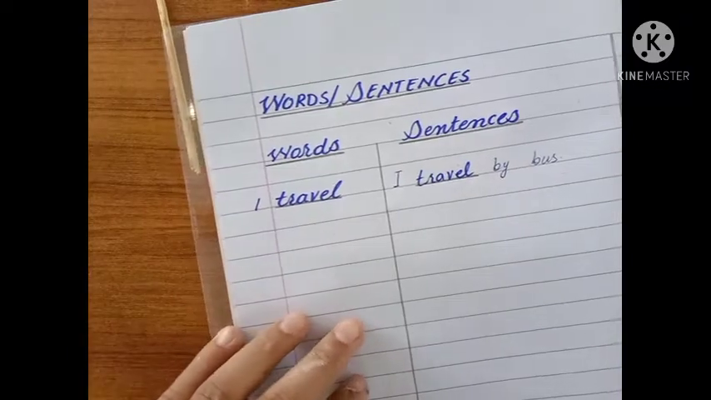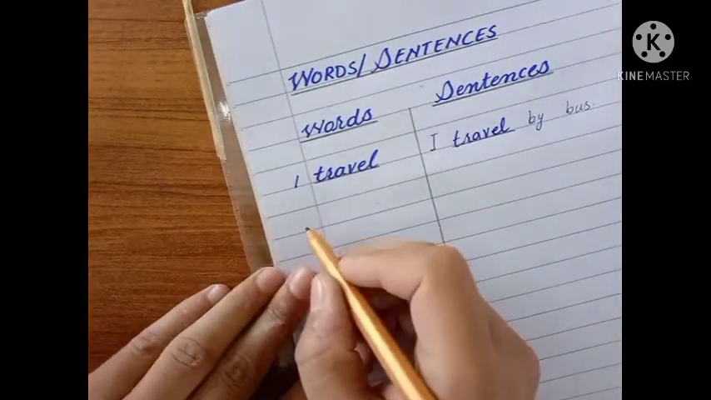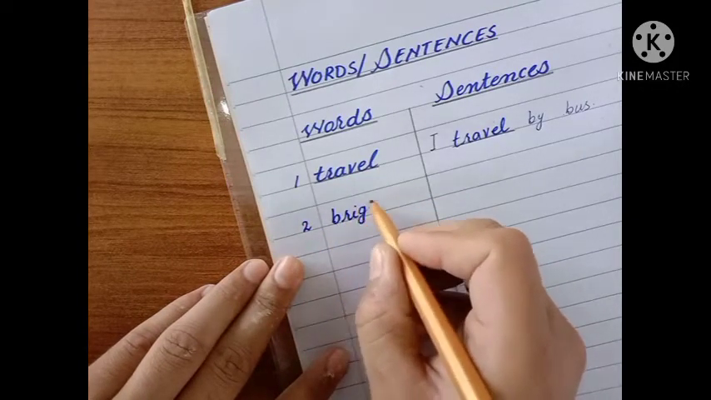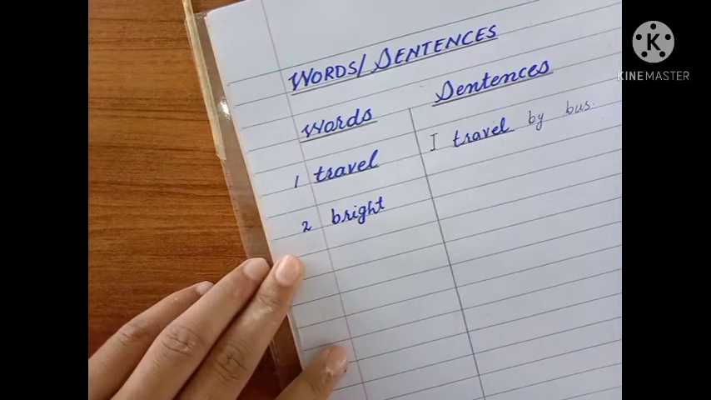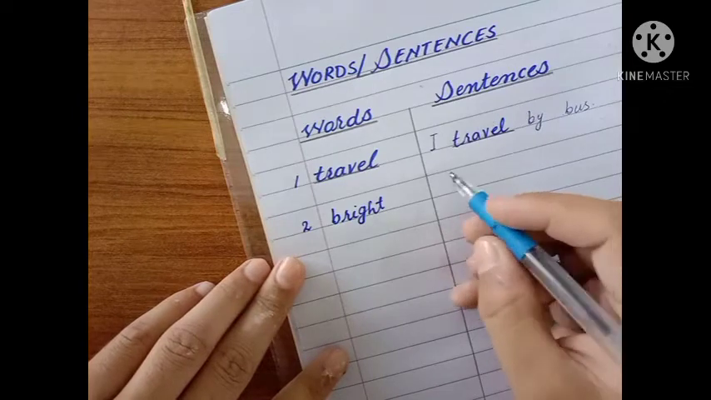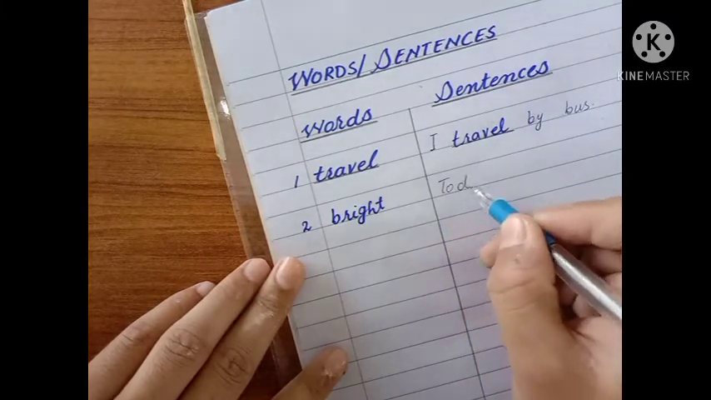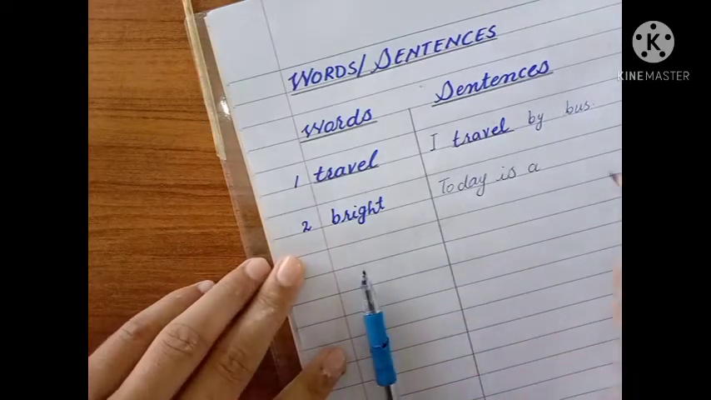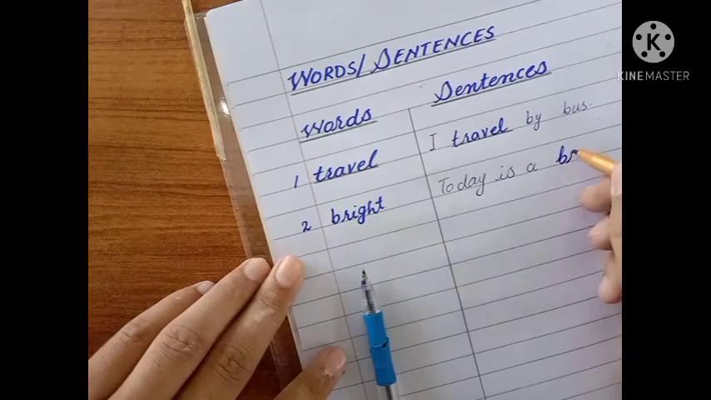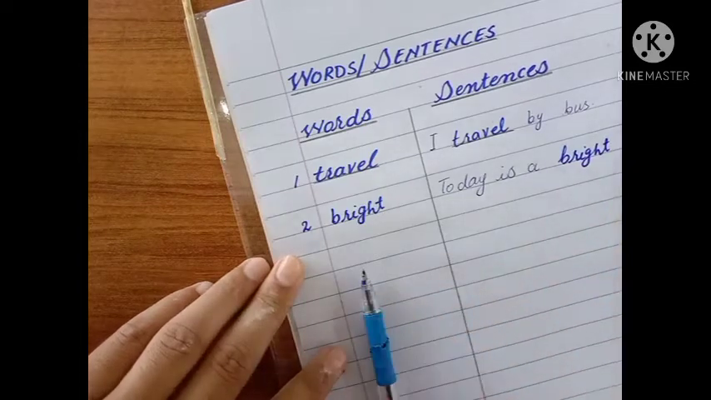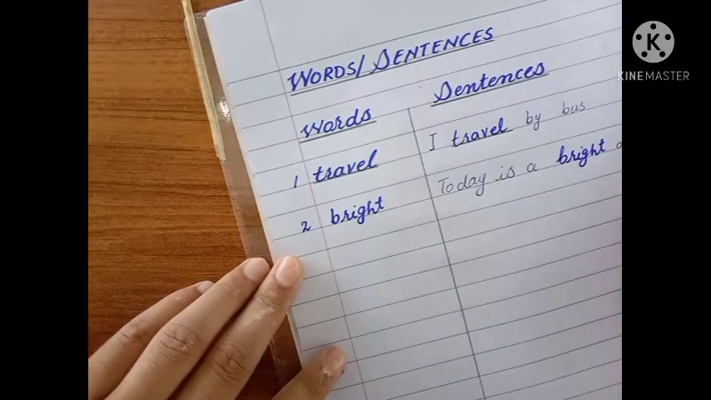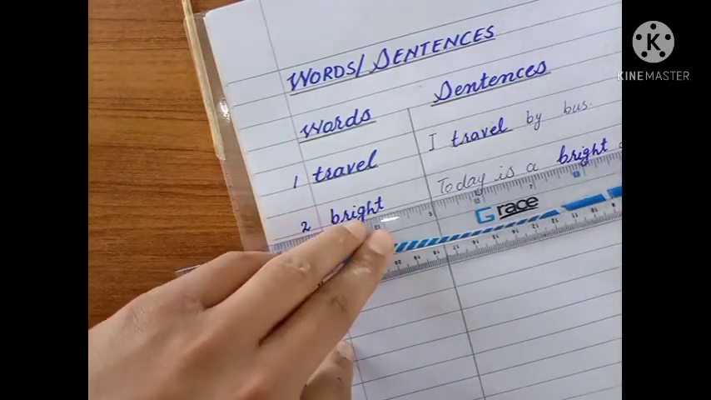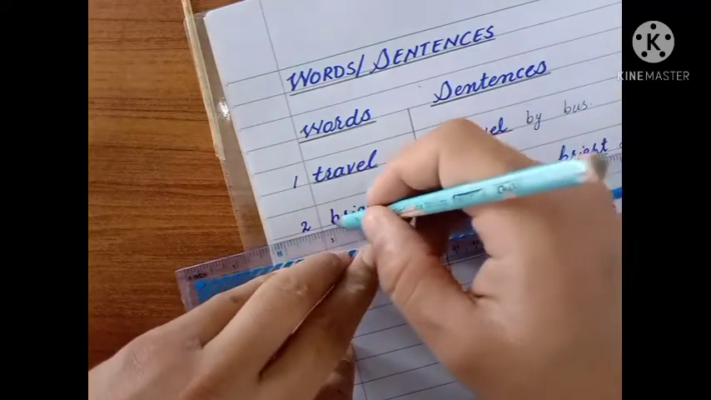Word number 2 is bright. You leave one line and write word number 2, BRIGHT, bright. Look at today's weather, and I can clearly say that today is a bright day, or only bright. Anyhow, I have to write that with a marker like this. Today is a bright day. Understand? And then I have to underline the very word I have written here, bright. And I have to underline this here as well.